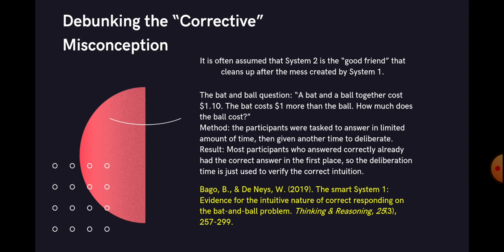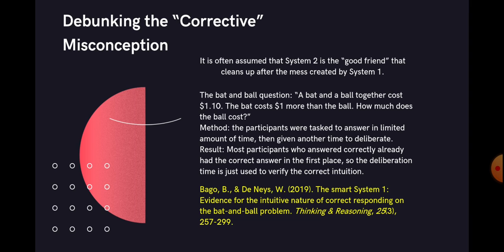So the method that is used here is that first the participants were tasked to answer the bat and ball question in a limited amount of time, and it is assumed that by giving a limited amount of time they will just use their intuition.